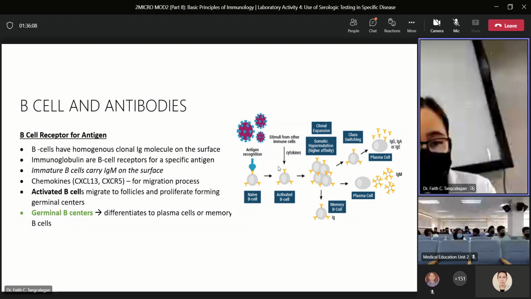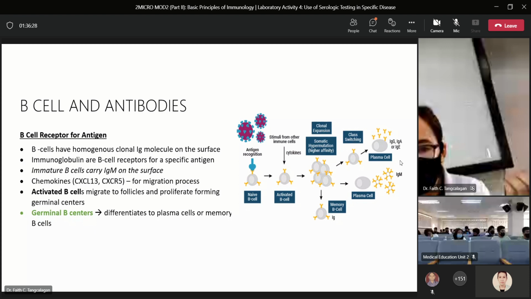These immature B cells actually carry IgM on the surface. So all of the B cells that have not yet matured to become plasma cells have IgM on their surface. B cells undergo clonal selection as antigen binds to the BCR. It means there's expansion of the B cells whose receptor binds the antigen, causing differentiation to become plasma cells. Hence, they secrete antibodies.